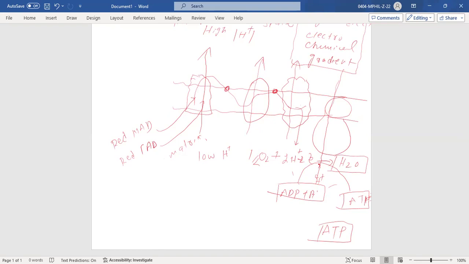All right. Yes, sir. So I think that's all about this electron transport chain. Do you have any question in your mind that you want to ask? You can.